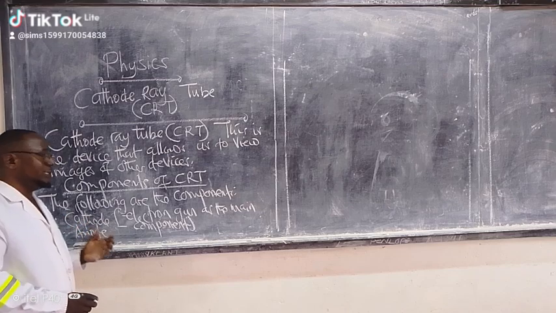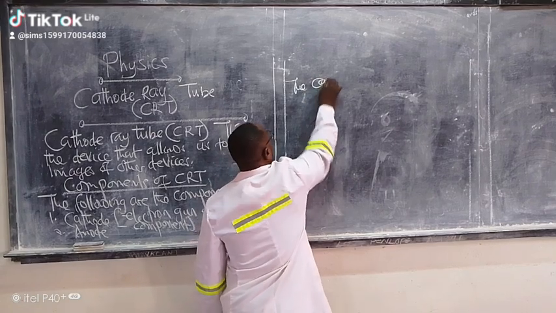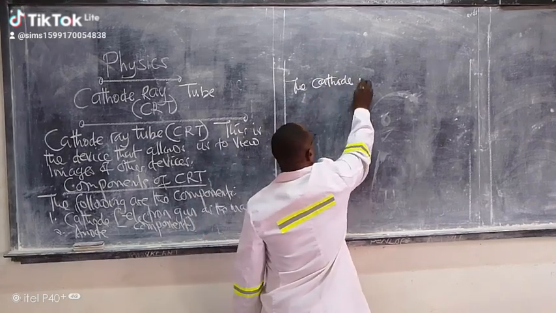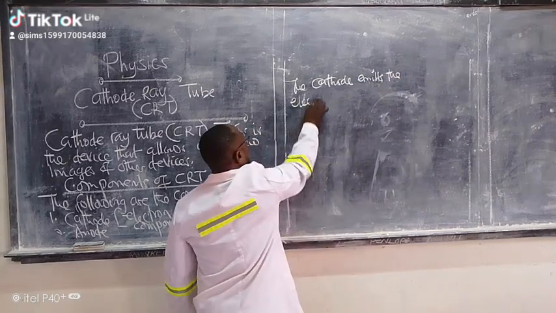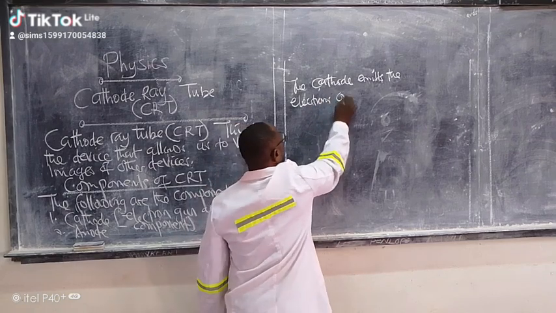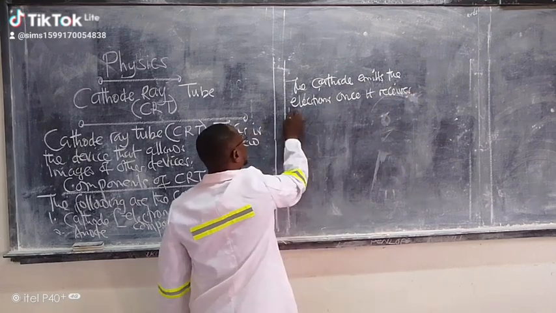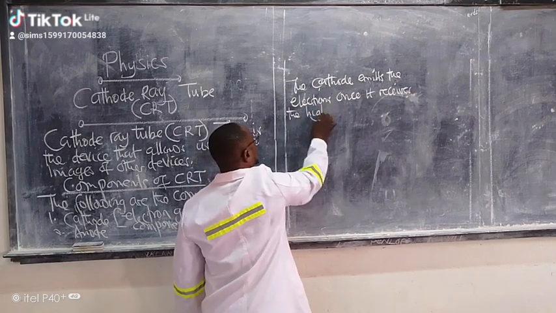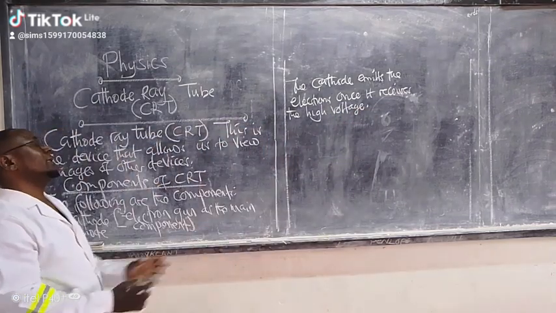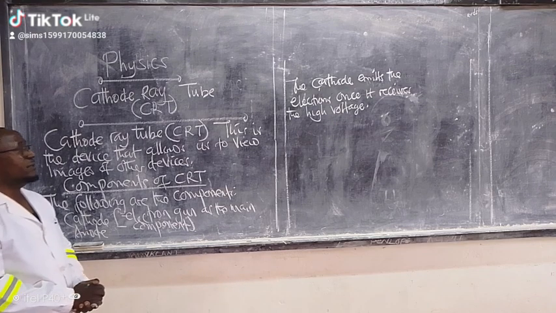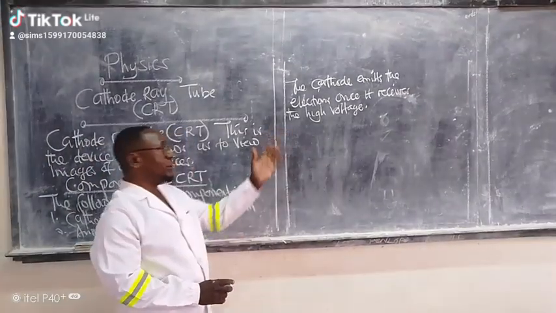So the anode releases, the cathode emits. The cathode will emit the electrons once it receives the high voltage. That is the purpose of the cathode.